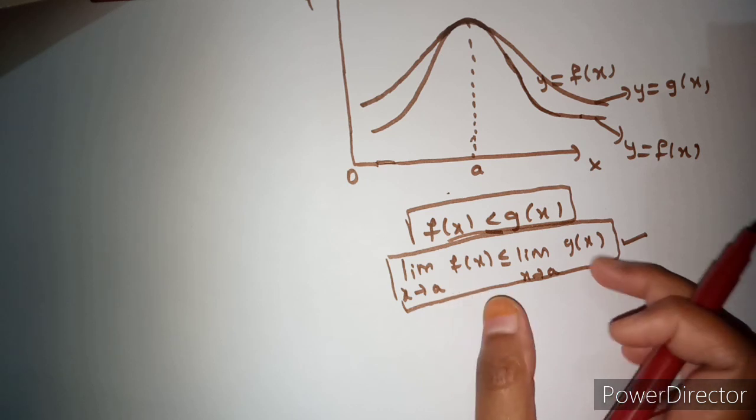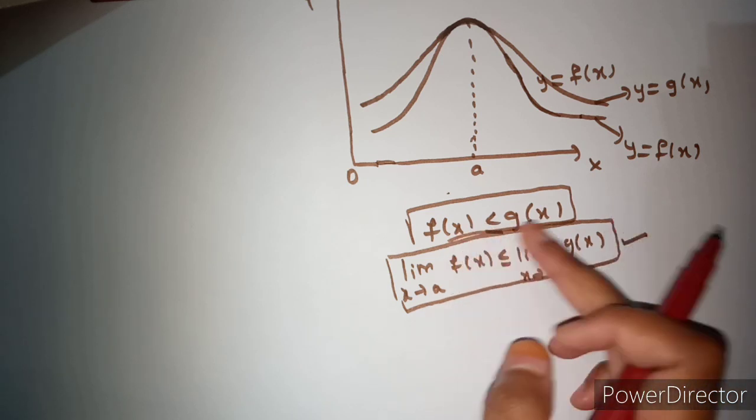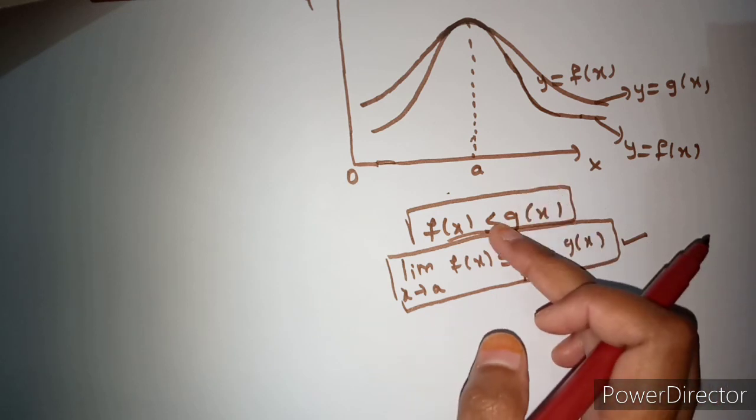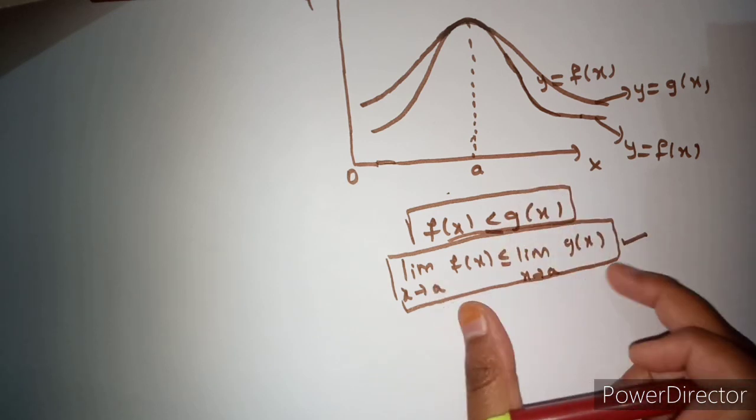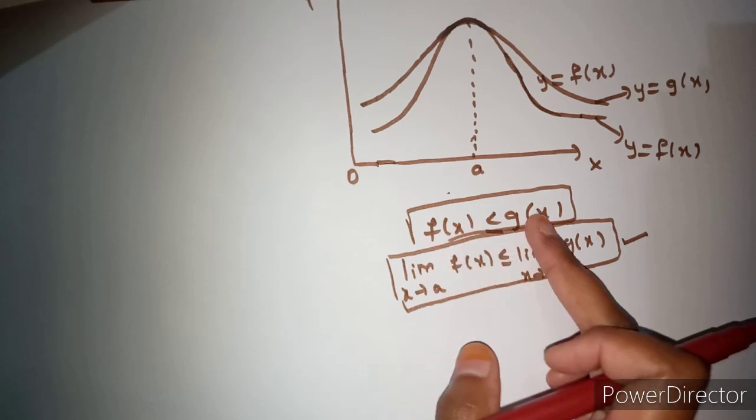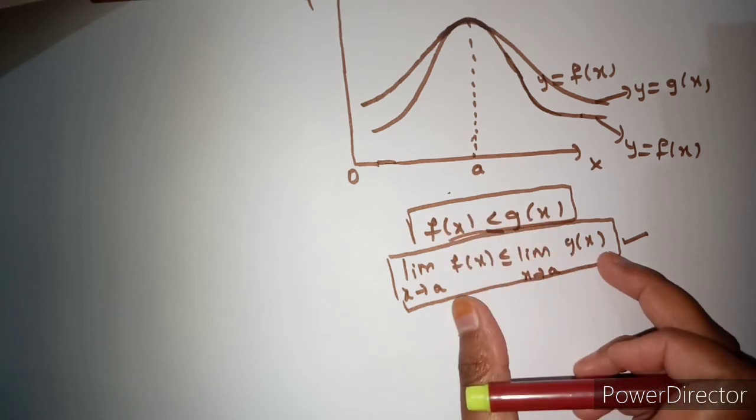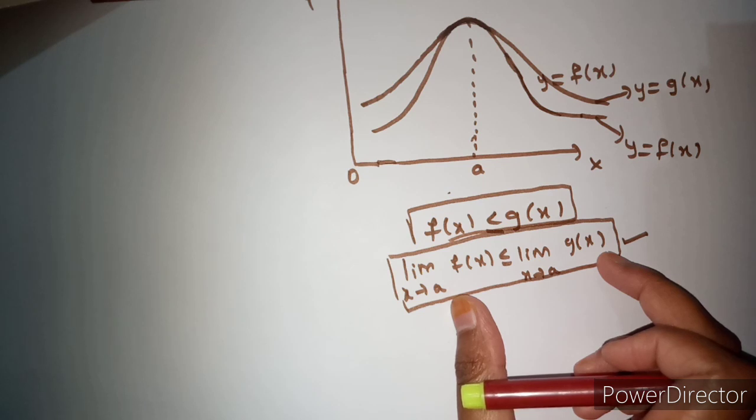F of x is less than g of x, but at point A these two functions are equal. If we apply limit also, this condition of the function remains the same. It won't change. This is what theorem 2 says. I hope you understood theorem 2. Let's move on to theorem 3.